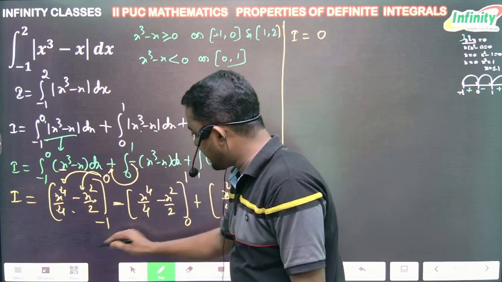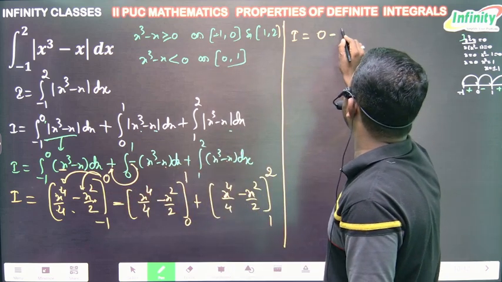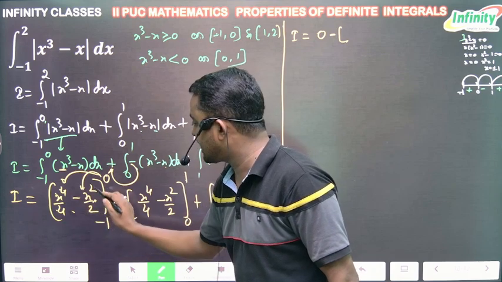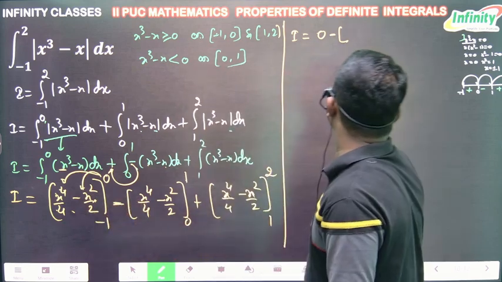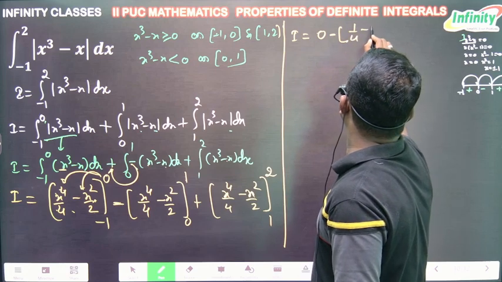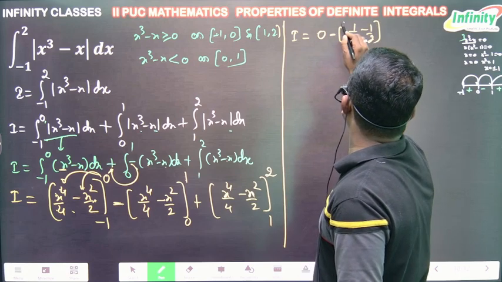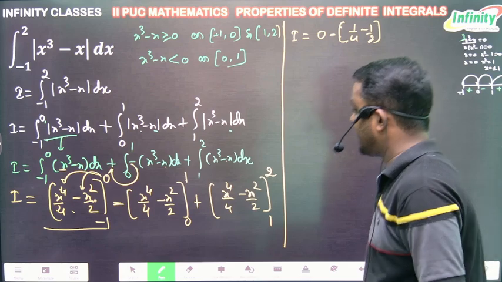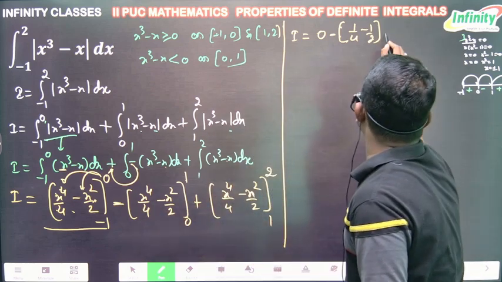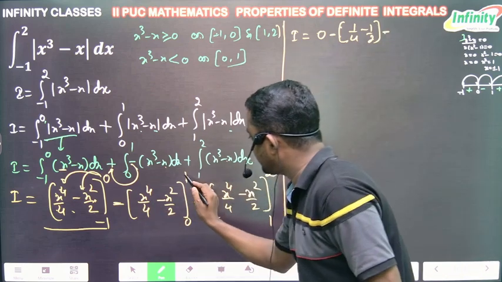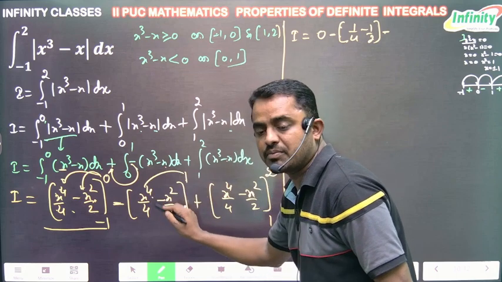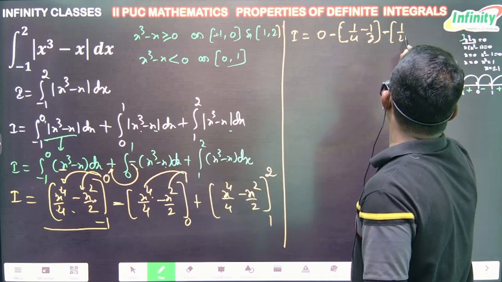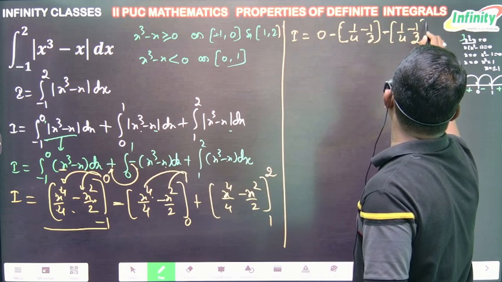Then minus of the lower limit, minus sign as it is. That's minus 1 raised to 4, what is it? 1 by 4, and minus 1 square is what? 1 by 2. That is 1 by 4 minus 1 by 2. This part is over now. Yes, in the same way, come to here, minus sign as it is. First this one, that is 1 raised to 4 means what? 1 by 4. 1 square is what? 1 by 2. That is 1 by 4 minus 1 by 2.